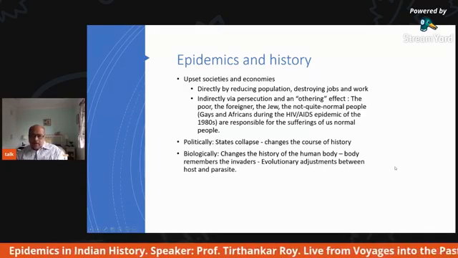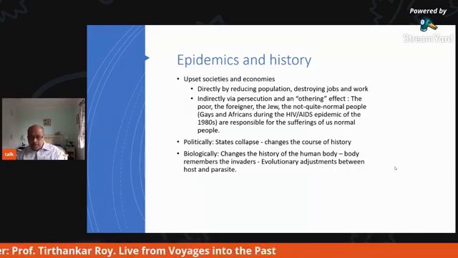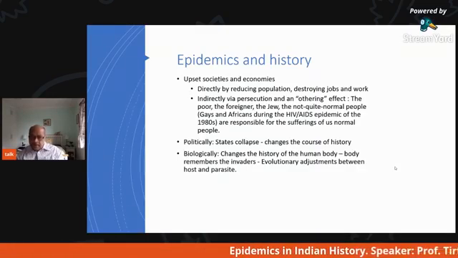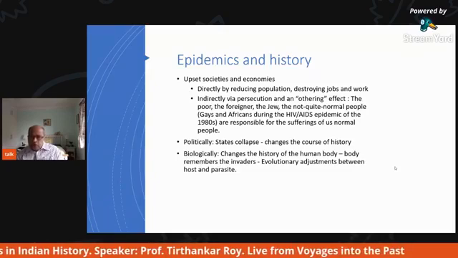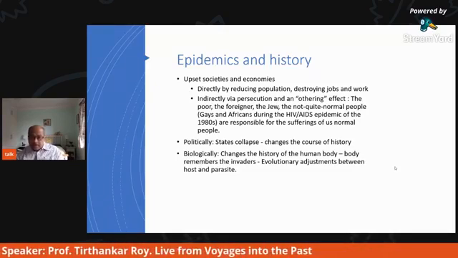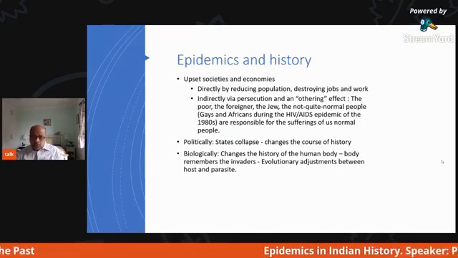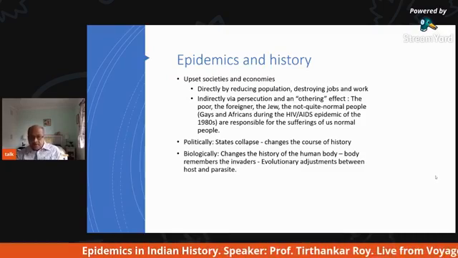There's another kind of history that is engaged in studying epidemics, that is biological history. Every disease changes the history of the human body. The body remembers the invaders, and often that memory is passed on to the next generation. So there is an evolutionary adjustment between host and parasite that takes place over generations. And sometimes that history will give you clues as to what the body can do when it encounters a completely previously unknown challenge.